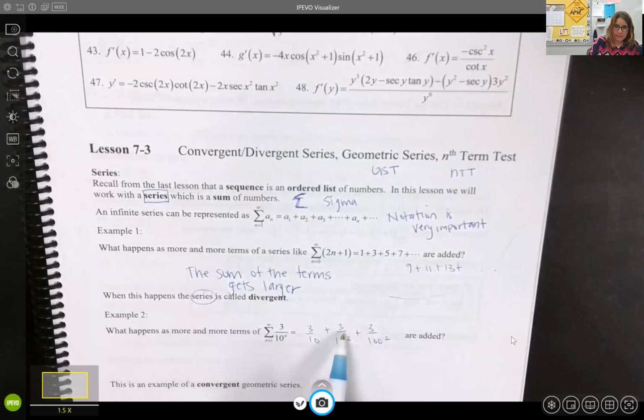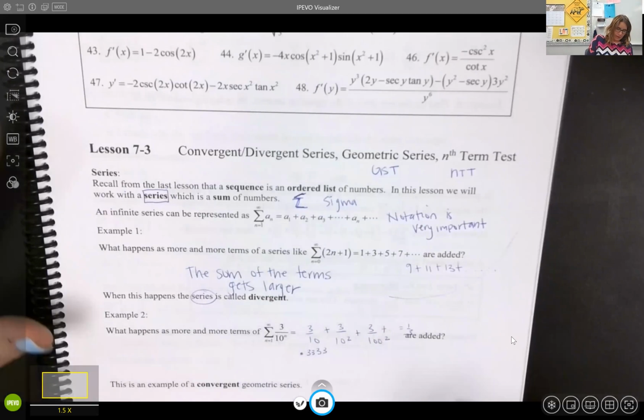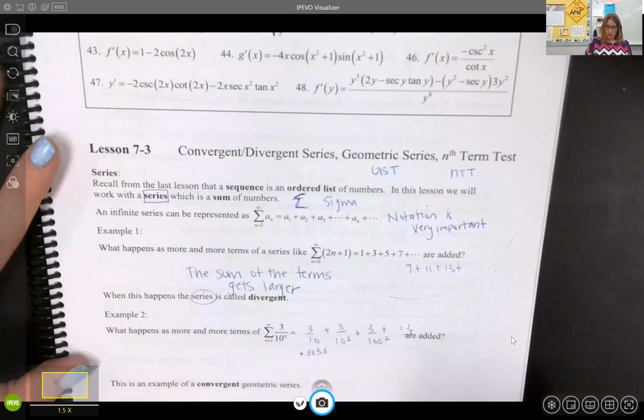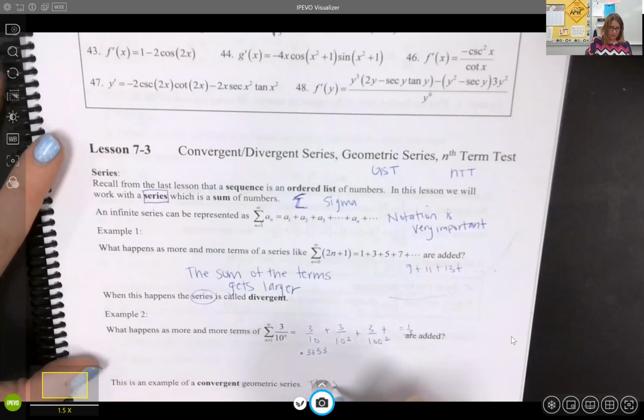But there's a 3 on top, so I have to look at my decimal of 0.3, and then it goes to another 3, and then it goes to another 3, because we're going to the hundredths place and the thousandths place. So this is actually approaching 1/3. Okay? So it approaches 1/3. So I'm going to say, because this approaches a single number, then it's a convergent geometric series. Okay? Now, convergent means the sum of the terms.